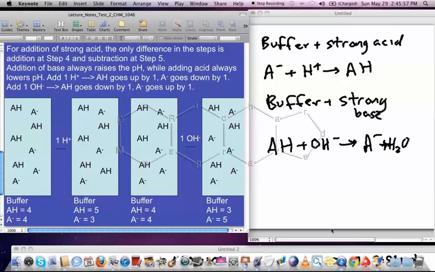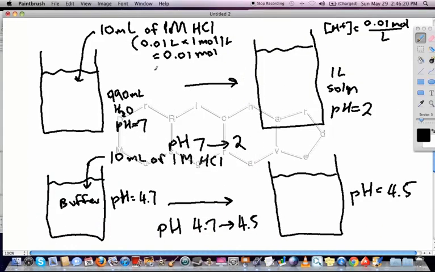What you must remember with buffers is that once a strong acid or a strong base is added to the buffer solution, it's gone. It doesn't exist anymore because it's reacted with the components of the buffer, either the acid or the basic component. And if it no longer exists, it cannot drop the pH like we saw in this one over here, where we saw the pH drop like a stone when we added the concentrated hydrochloric acid. There was nothing in here to eat the hydrochloric acid up.